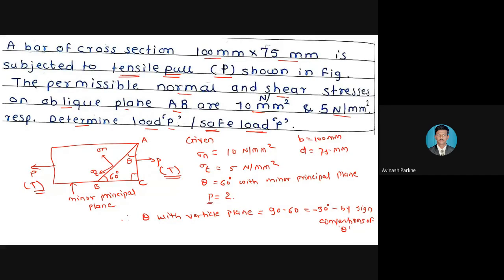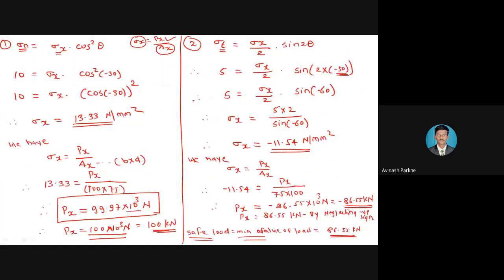But if your load increases from 86.55 kilonewton up to 99.97, at 99.97 the body will break. Therefore, that 99.97 load will not be considered a safe load. Therefore, I have taken the minimum value of the load, 86.55 kilonewton. So write down this important sentence: safe load is equal to the minimum value of load, which is 86.55 kilonewton.